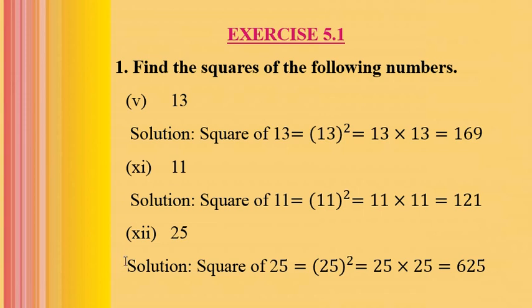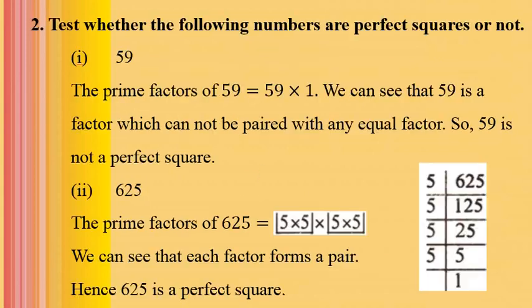Okay, now the part number 12, that is equal to 25. So the square of 25 is equal to 25 has an exponent 2. It means 25 is multiplying with itself. 25 into 25, that will be equal to 625. This was our first question. Now we are moving to the second question.